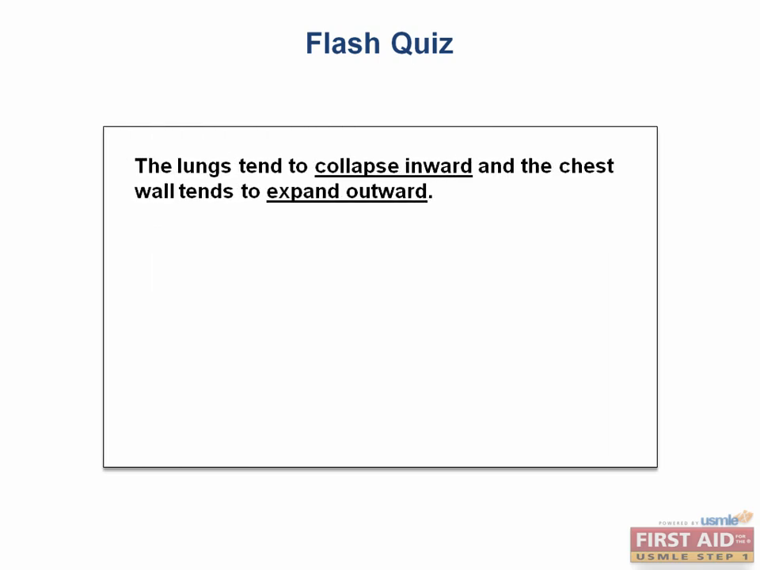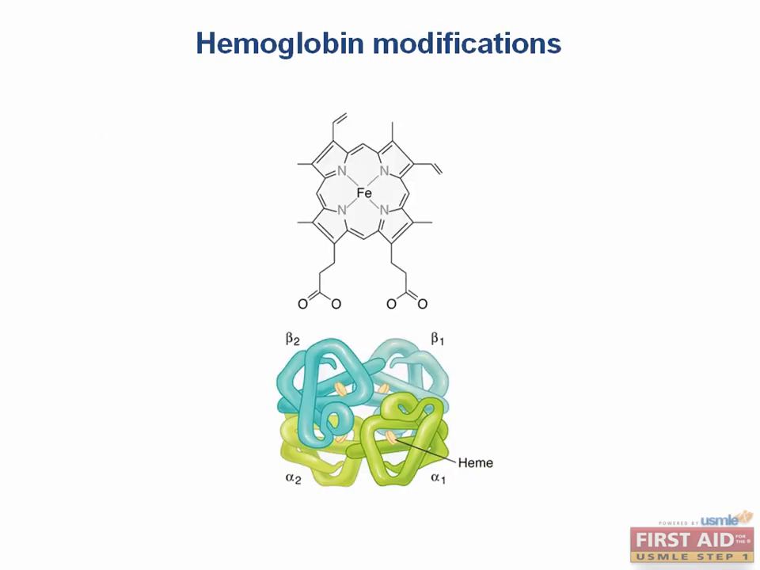The lungs tend to collapse inward, and the chest wall tends to expand outward. Let's talk about a couple of highly testable conditions that can modify the effectiveness of hemoglobin, leading to tissue hypoxia.